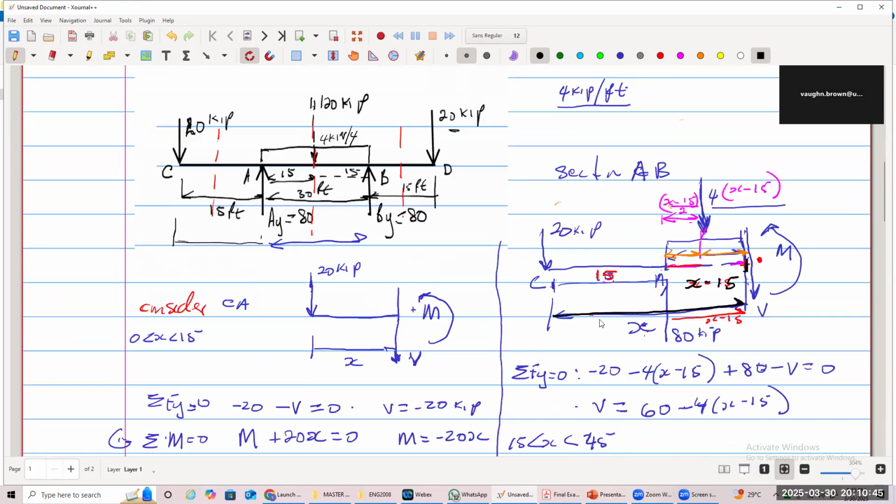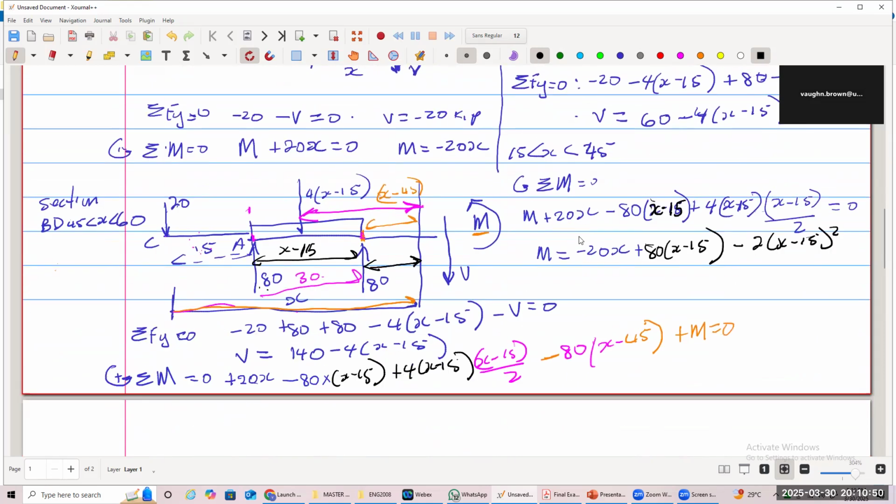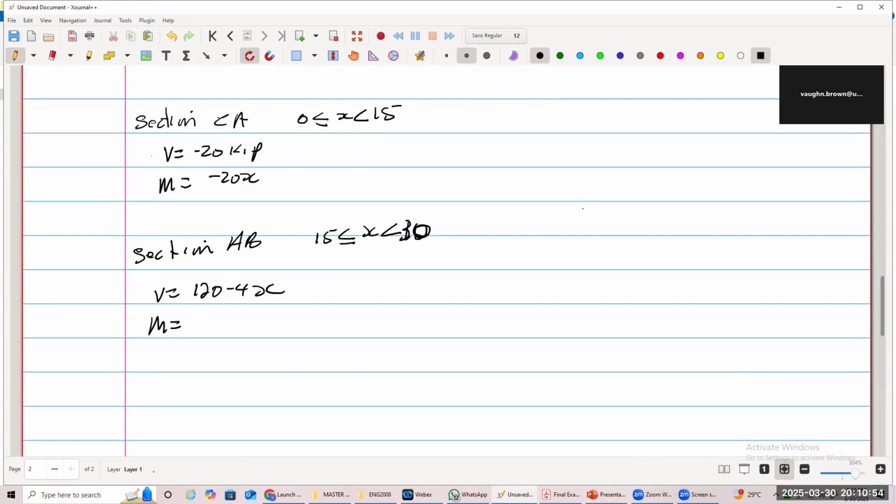So let me just quickly get to this part. So where are we now? We wrote that one and we want to write the bending moment expression. The bending moment expression, you would have worked out and got something like 120x minus 2x squared minus 1650. Right?